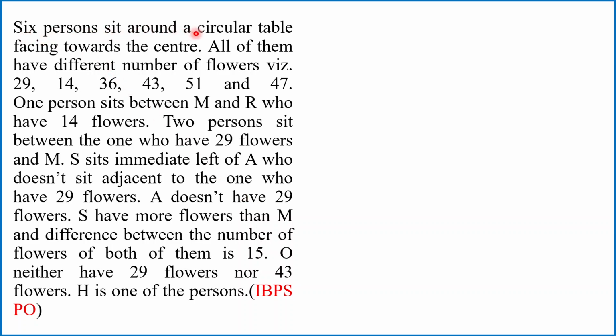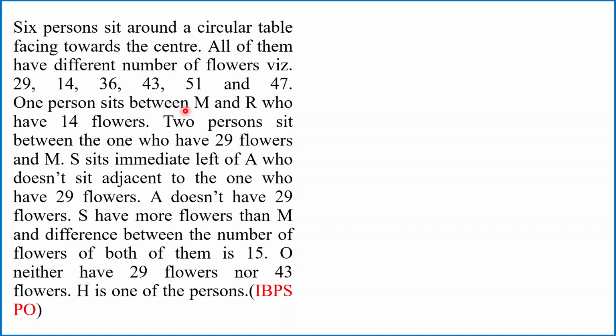Six persons sit around a circular table facing towards the center. All of them have different numbers of flowers: 29, 14, 36, 43, 51 and 47. So these are the different numbers of flowers these people are having.